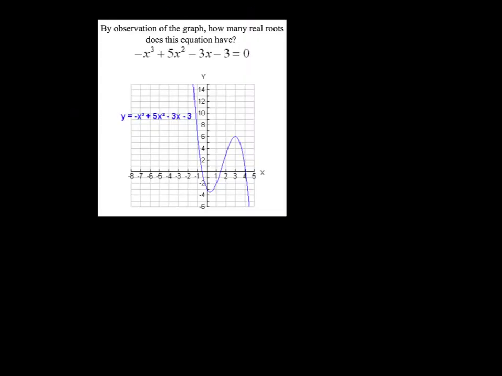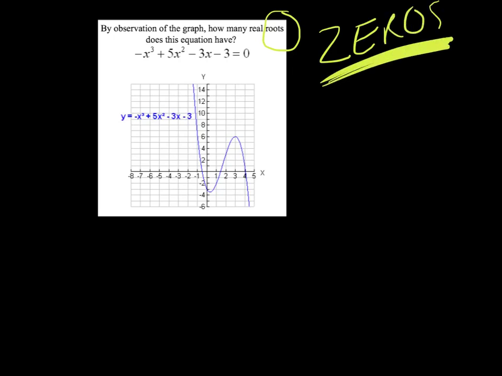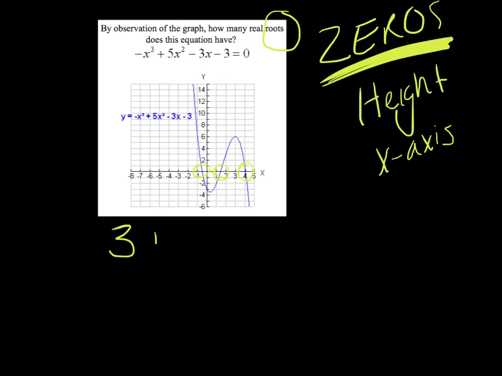Next question. By observation of this graph, how many real roots does this equation have? So again, I just want to stress they're either going to use the word roots or zeros. Okay? And basically, why do they say 0? Well, the 0 describes the height from the x-axis. How high is this graph from the x-axis? Well, if it's right on the x-axis, it's 0 height. So again, I would say I have 1 here, 2, 3 roots. Okay, so I'm going to say 3 roots or zeros.